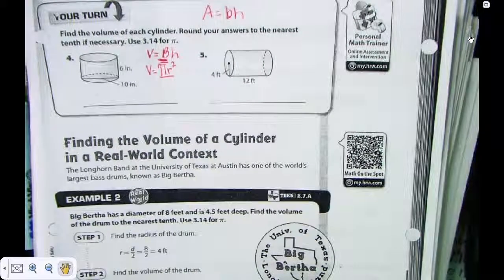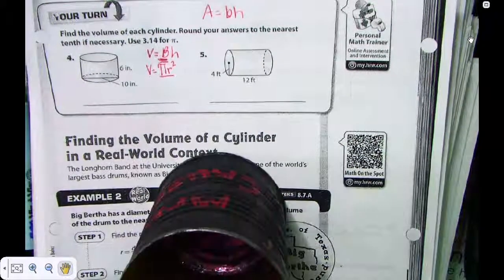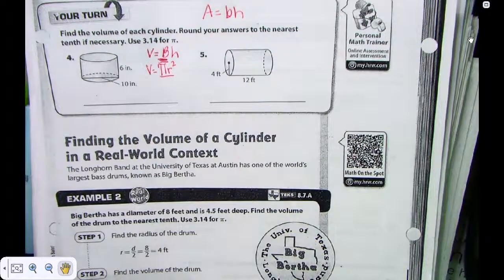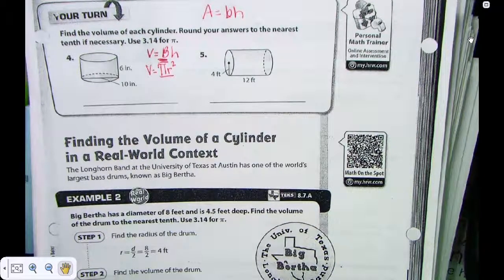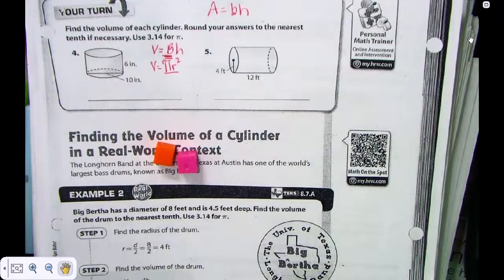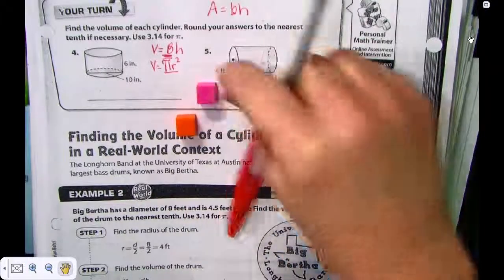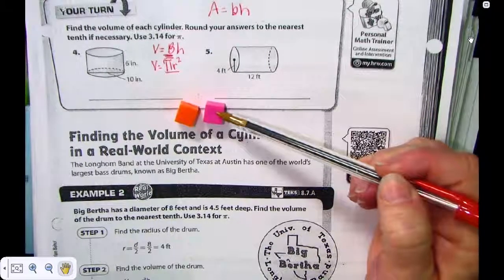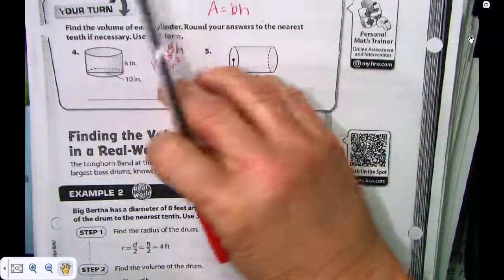When I get the area of the base, I might be getting it in centimeters. Now, a square centimeter you can't pick up because it has no height whatsoever. It's flat, flat, flat, flat, flat. But these are cubic centimeters right here. Cubic centimeters. And on each side is a square centimeter. So these are cubic centimeters.